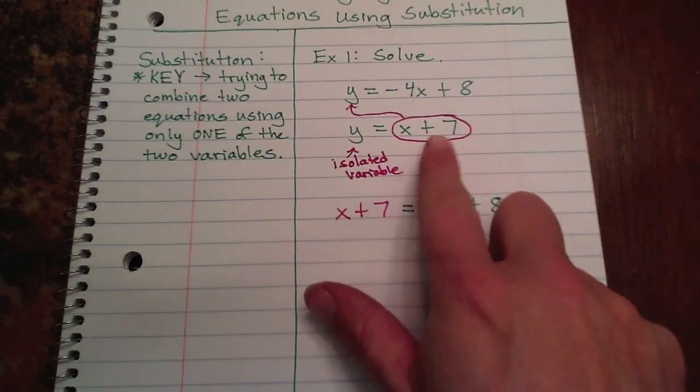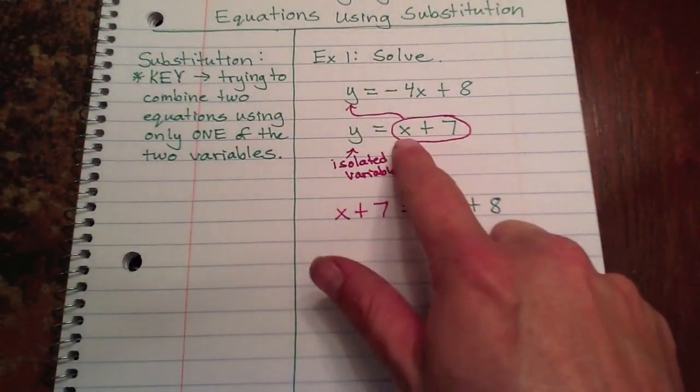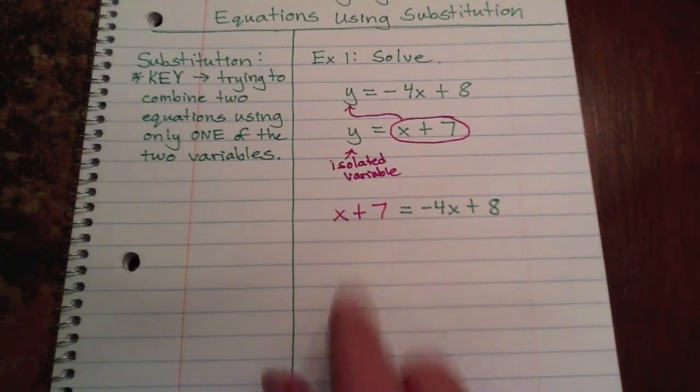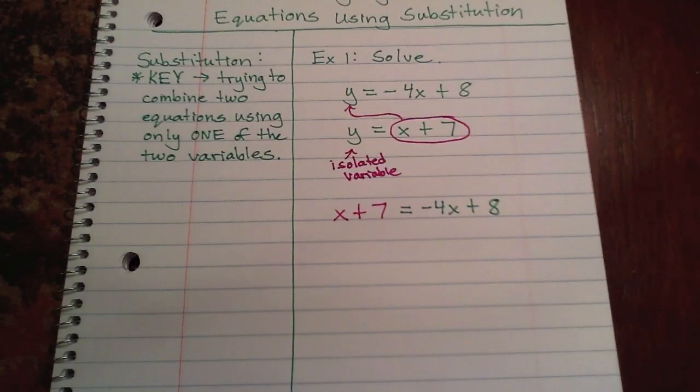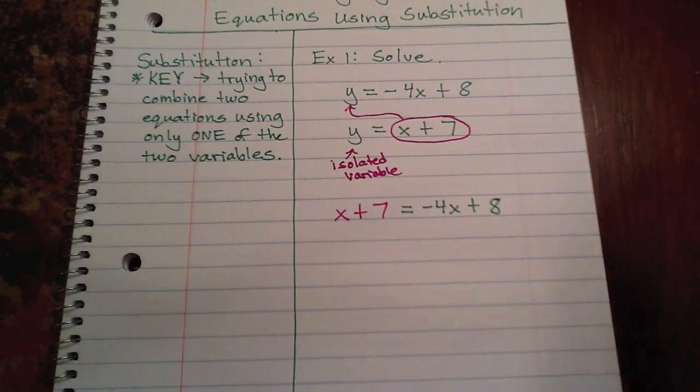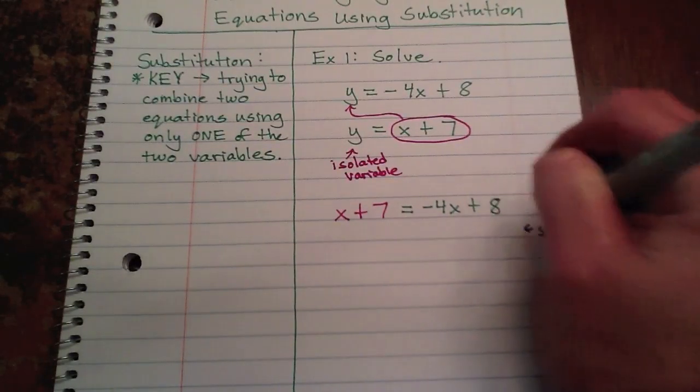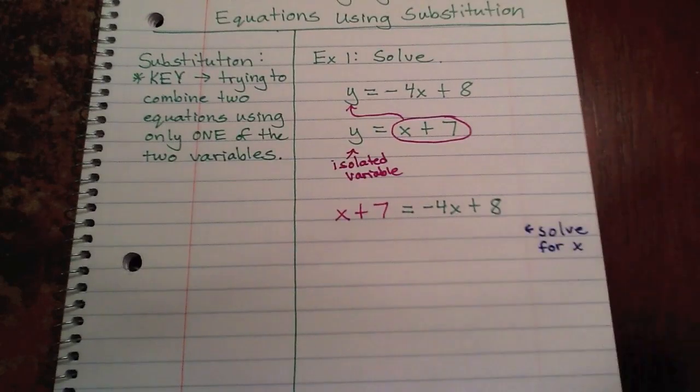You have to be really careful when you're plugging these in to make sure there's nothing you're going to have to distribute to it, because if there is, you're going to need parentheses around that. In this case, we didn't. So now we're going to solve. Isolate your x's. Okay, I'm just going to put solve here for x.